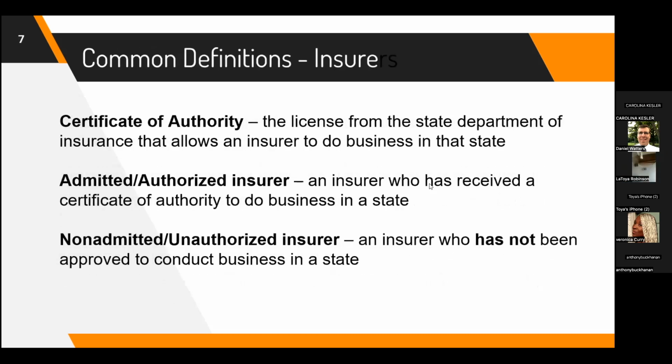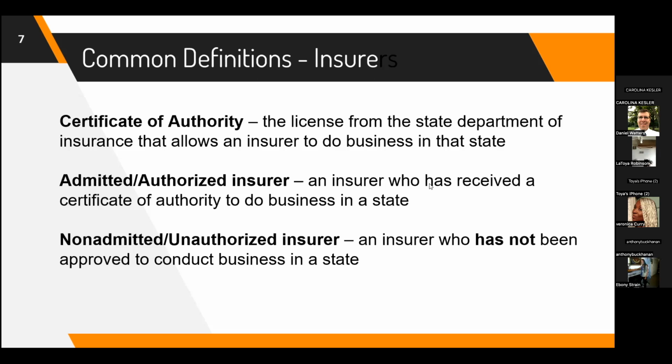The certificate of authority is the license from the State Department of Insurance that allows an insurer to do business in that state. You have to have a certificate of authority to come in the state to do business. So Primerica has a certificate of authority in all the states in which we do business, and in Canada, Guam, Puerto Rico, all the provinces, right? An admitted or authorized insurer is an insurer who has received that certificate of authority to do business in a state. So you're likely to get both of these in the test. Certificate of authority you have to have, and if you have that, you are then admitted. A non-admitted or unauthorized insurer is an insurer who has not been approved to conduct business in a state. Therefore, you're not going to do business with them, right?